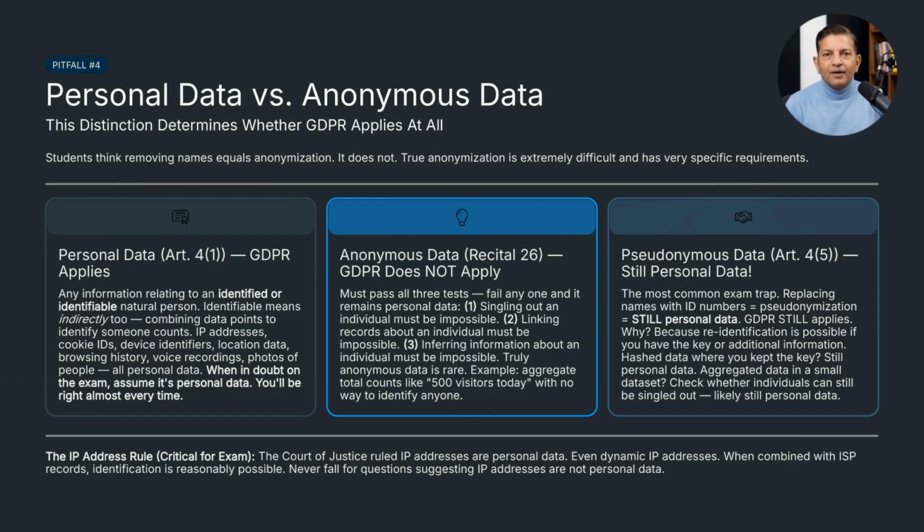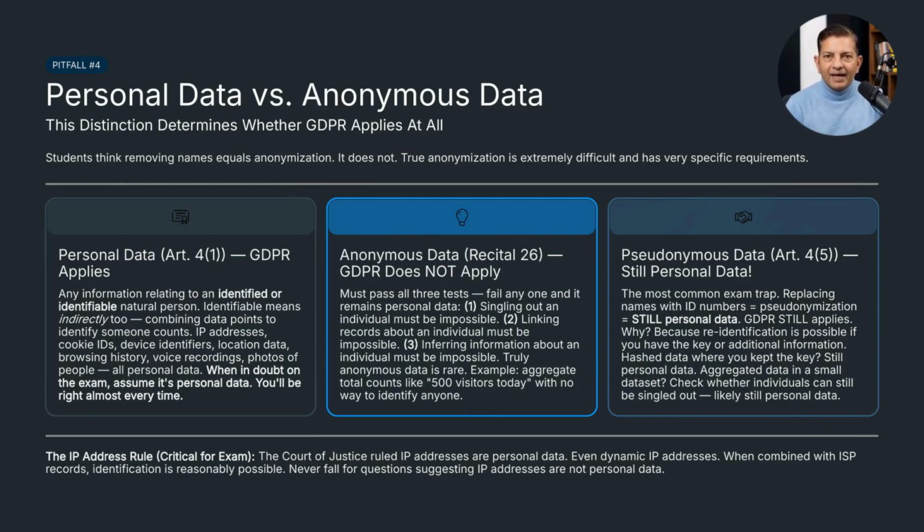Anonymous data, on the other hand, is not personal data. GDPR does not apply. You cannot re-identify anyone, period. For example, replacing customer names with ID numbers, that's pseudonymization, still personal data. But aggregate statistics like 500 visitors with no way to identify anyone, that's anonymous data.